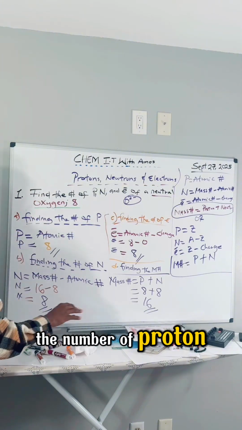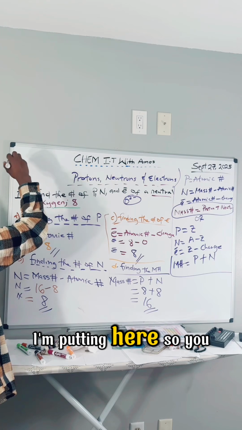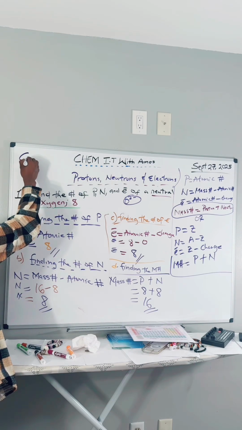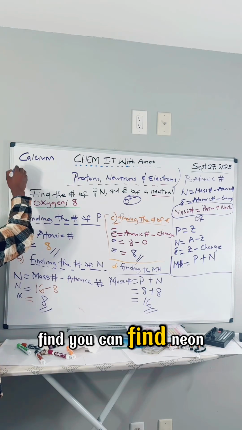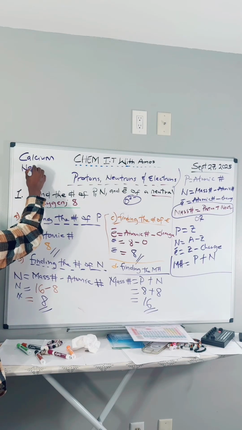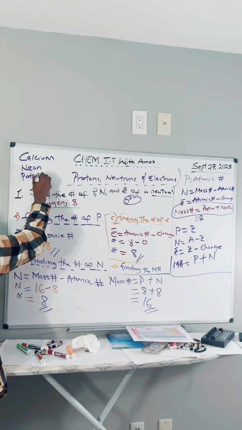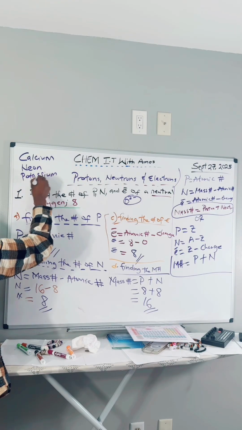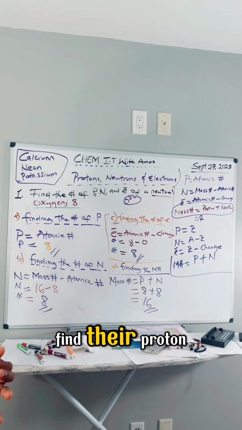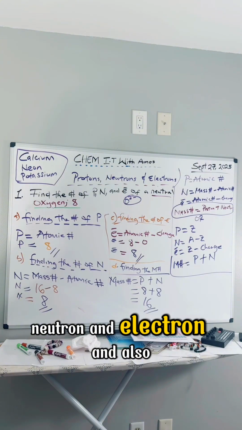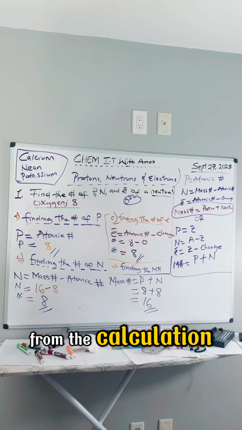So you can try to find the number of proton, neutron, and electron of those elements I'm putting here. So you can find calcium, you can find neon, and you can find potassium. So try to find their proton, neutron, and electron, and also you should go ahead by proving how their mass number came to be from the calculation.